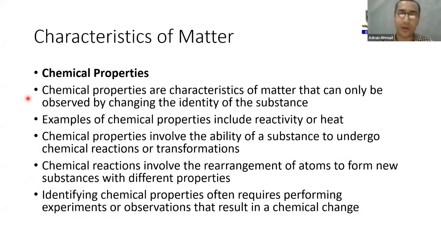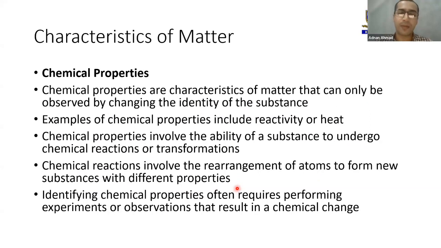So what are the chemical properties of matter? Chemical properties are characteristics of matter that can only be observed by changing the identity of the substance. For example, it includes reactivity or heat. When matter reacts with something else, it will change, okay? So chemical properties involve the ability of a substance to undergo chemical reactions or transformations. Chemical reactions involve the rearrangement of atoms to form new substances with different properties.